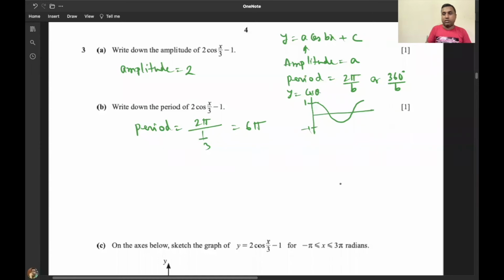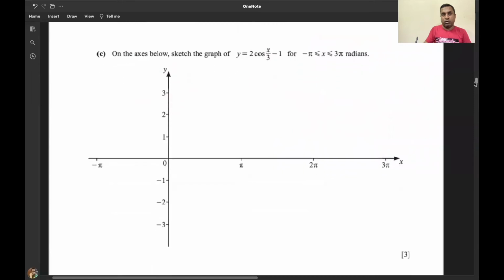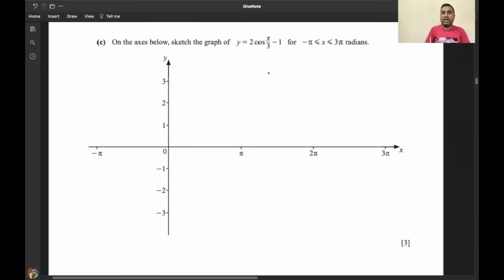So we have done a and b already, and now let us see how to solve question C. We need to sketch this graph. Before sketching this graph, we need a few pieces of knowledge regarding sketching the cos curve. See here, cos carries maximum 1, minimum -1. This is x, this is y. Okay, so maximum of cos is, let me see what is happening here.